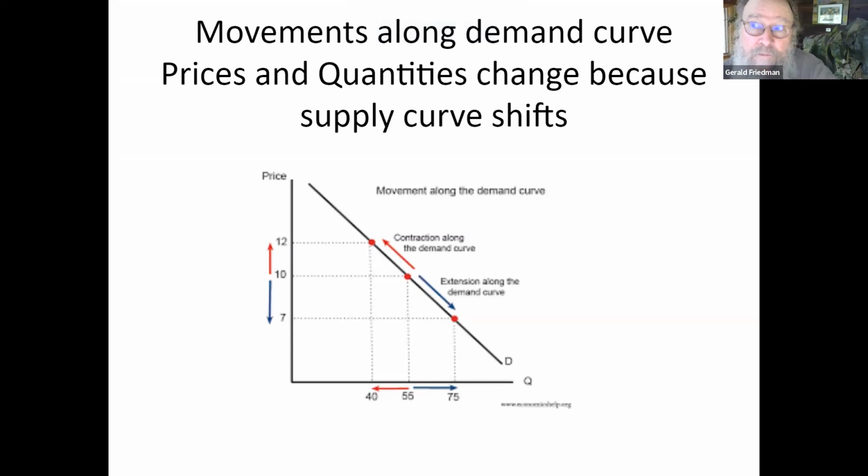Or if the supply curve has shifted up, technology's deteriorated, the cost of production has gone up, then people say, well, I'm only going to buy this much because I have to move up my marginal utility curve. That's what we're going to be talking about today.